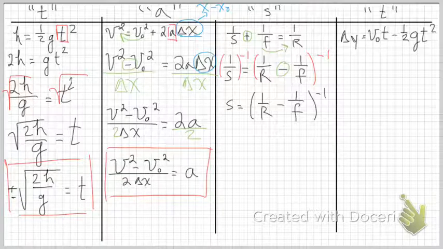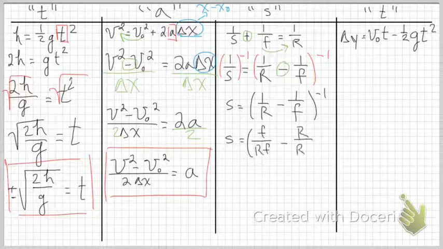Right now I have 1 over r minus 1 over f, all of that to the negative 1 power. So first I need to combine these two fractions, and they need a common denominator in order to do that. That's what I get if I multiply both denominators by one another.